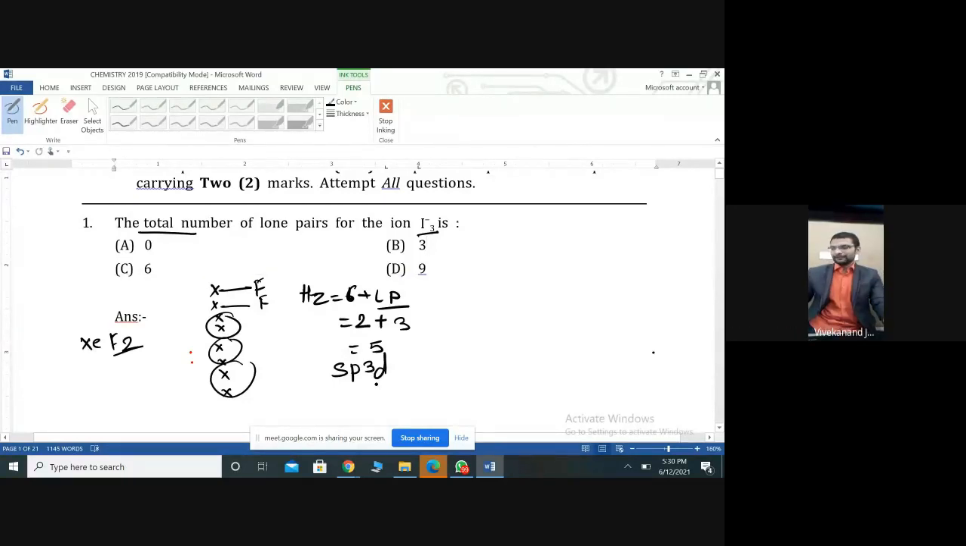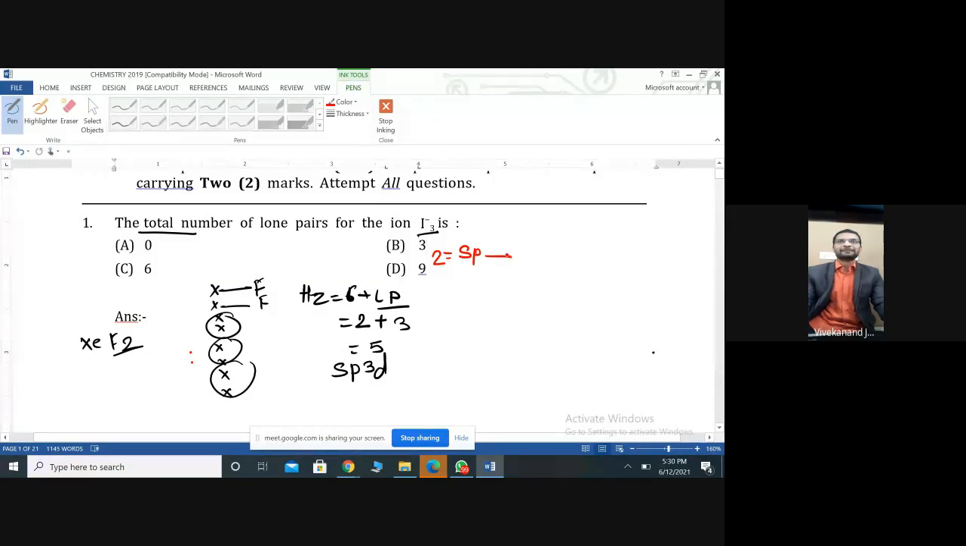Some students may have confusion, sir. I'll give a hint for that also, because it's an important thing for your chemical bonding. Just check: if your count is 2, your hybridization should be sp.